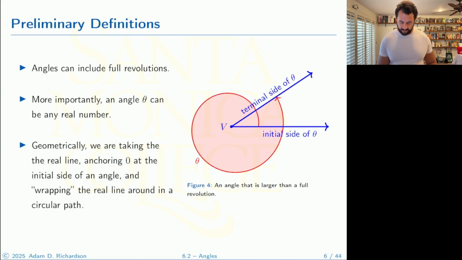So you could think of this as the 0 point, and then this way would be positive, and this way would be negative, and we're just wrapping it around infinitely, wrapping the whole real line around that way.